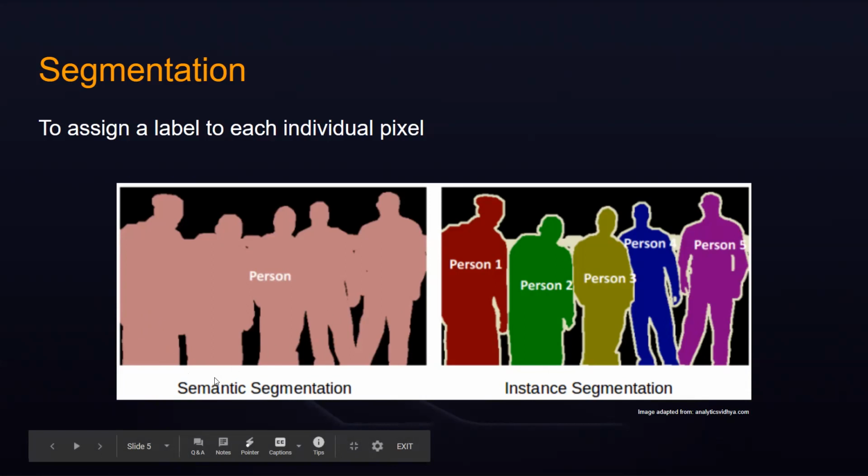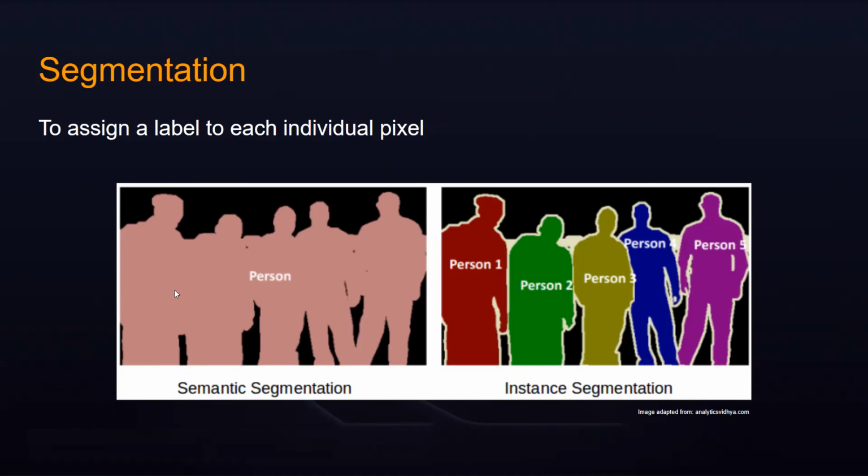In semantic segmentation, we don't care about different objects of the same type, and we consider them as one class, as you can see in this example. But in instance segmentation, we care about different instances of each category. So in this case, we have 6 labels or classes: 5 for different people and 1 for the background. While in semantic segmentation, we have only 2 labels, 1 for the people and 1 for the background.